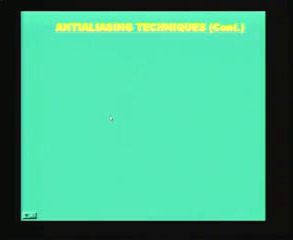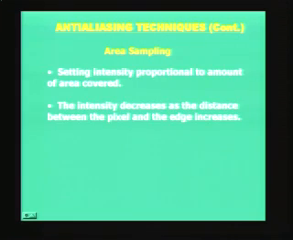So, what do you do? The next technique is called area sampling. In area sampling, what you basically do is you try to set the intensity of the pixel value which you are going to shade and obtain using Bressenham's algorithm proportional to the amount of area covered. We will see with an example what this is, setting the intensity proportional to the amount of area covered. Well, the intensity decreases as the distance between the pixel and the edge increases. That is also one way of trying to reduce the aliasing effect.